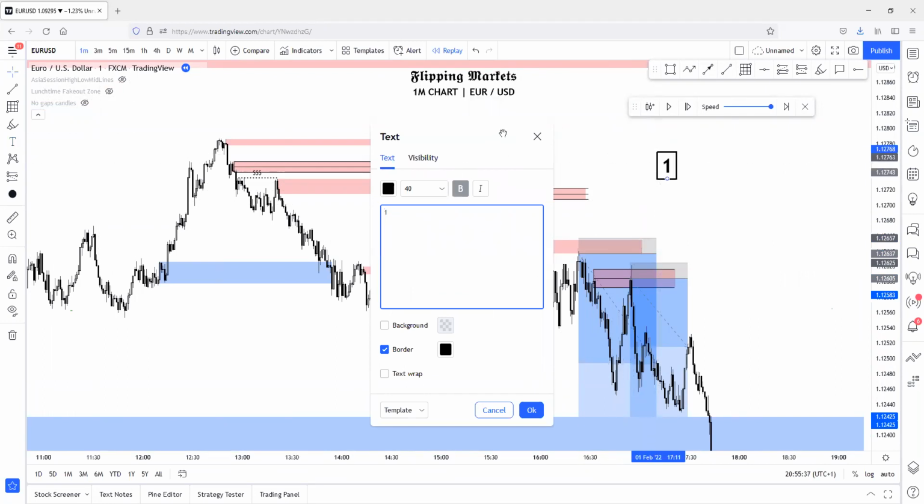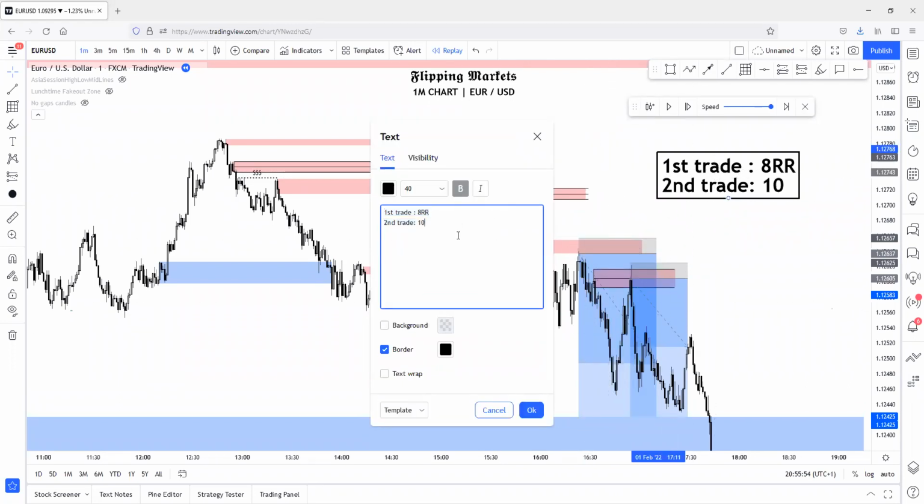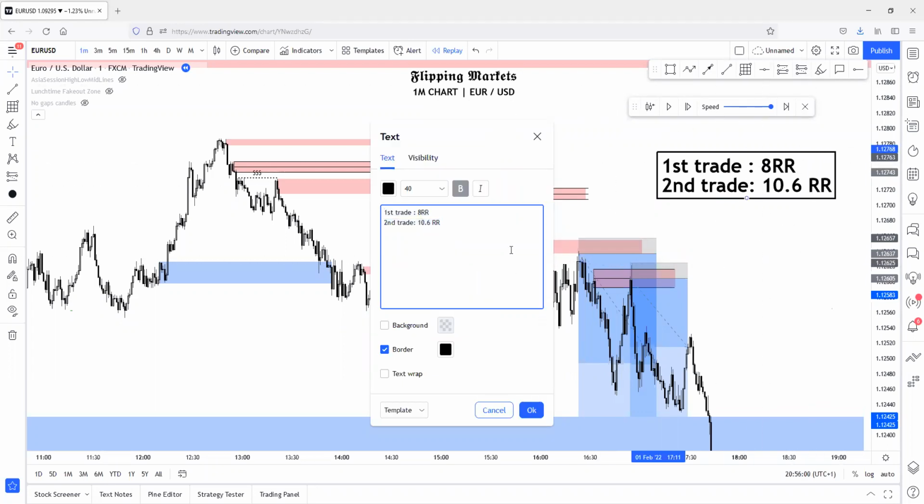First trade was 8 risk reward, right? It was 8, right, guys? Yes. Okay, perfect. Second trade is 1 to 10 risk reward ratio, 10.6 risk reward ratio. Third trade was stop loss. So that's -1 risk reward ratio.